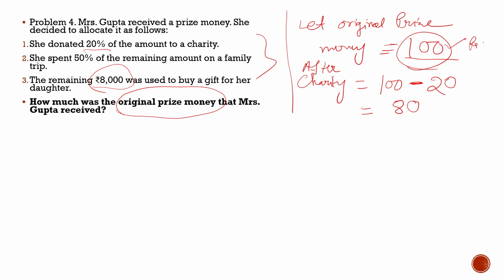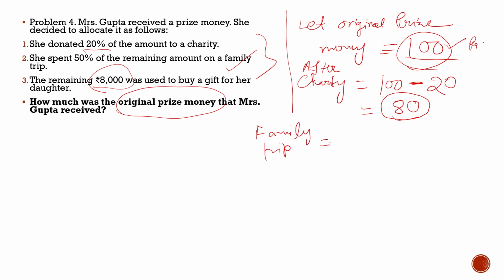Okay, the second piece of information is that she spent 50% of the remaining amount on a family trip. So we have to find out what is 50% of this remaining amount. So for the family trip, how much has she spent?